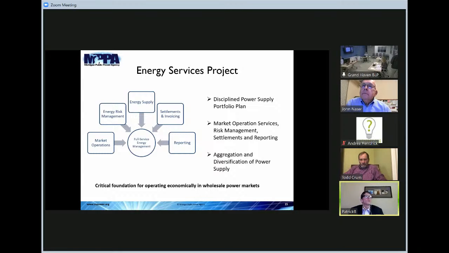mix of those services. But at the core of the energy services project is a disciplined power supply portfolio plan, market operations services, risk management settlements, and then the concept of aggregation and diversification of power supply. That's really the foundation of how the energy services project is operated.